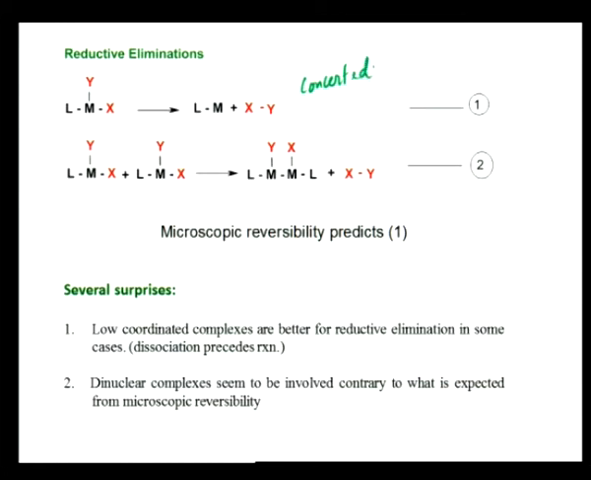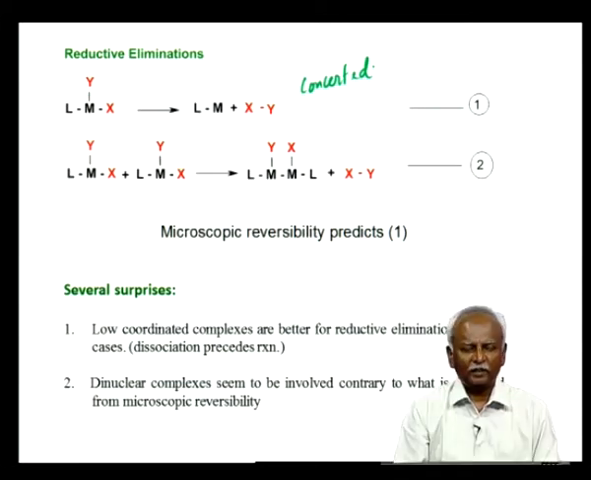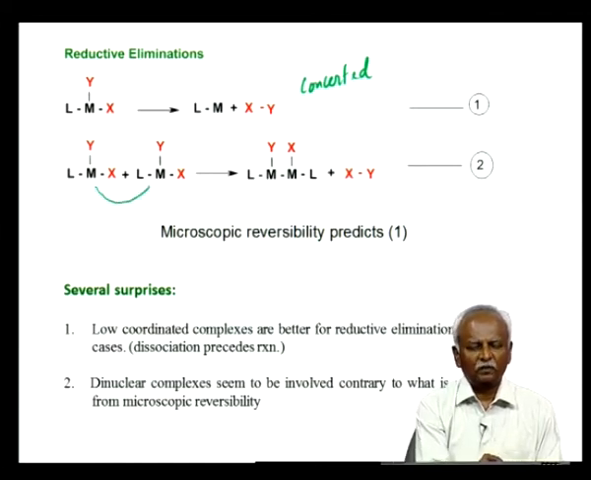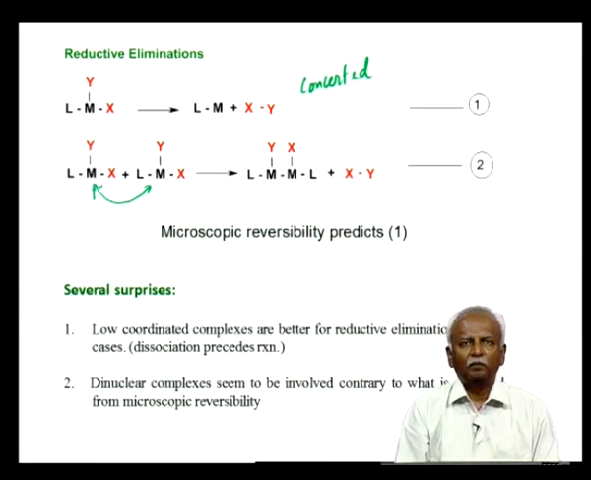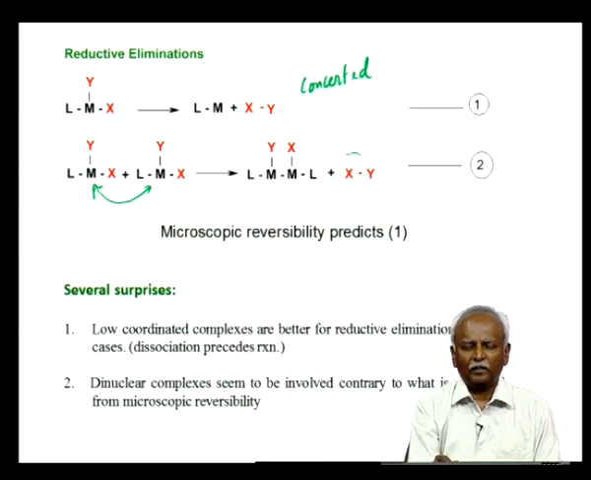You could also have the formation of a dinuclear intermediate, where you could eliminate X and Y after undergoing a bimolecular reaction. In other words, these two react together, form maybe a bond or a bridged intermediate, and in this bridged intermediate, X and Y are reductively eliminated.